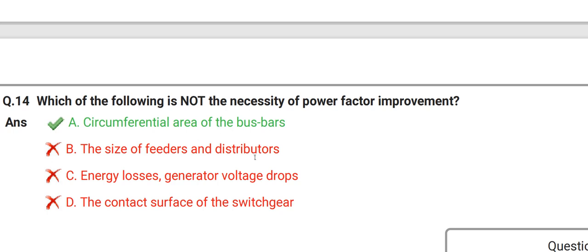Okay, for the power factor, energy losses also, generator voltage drops also, because they are at the load side, like energy loss can occur also at the load side and generator voltage drops. Okay, so it affects the power factor. Okay, switchgear contact surface, circumferential area of the busbar, so that area will not be involved in the power factor improvement, so it is not the necessity.